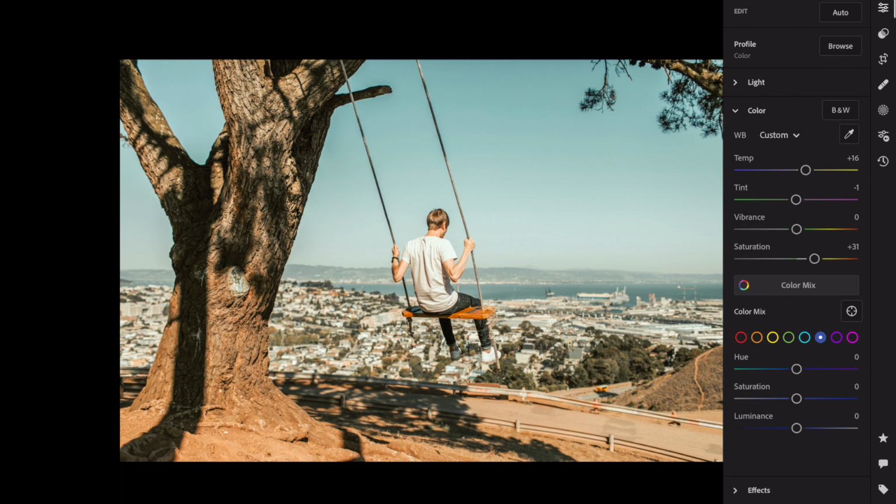Blue. Hue, plus 9. Saturation, plus 7. Purple. Saturation, plus 3.